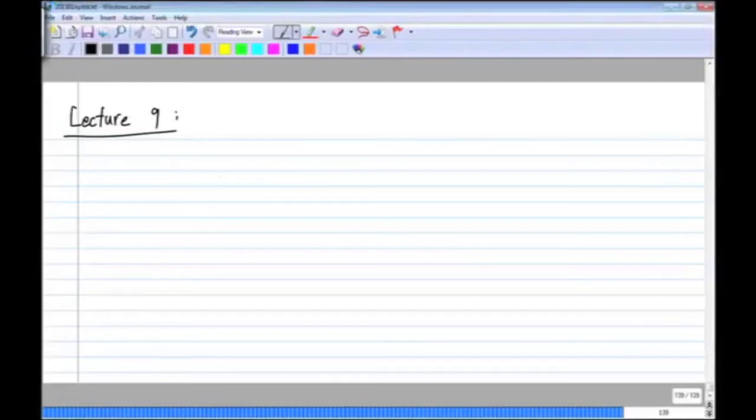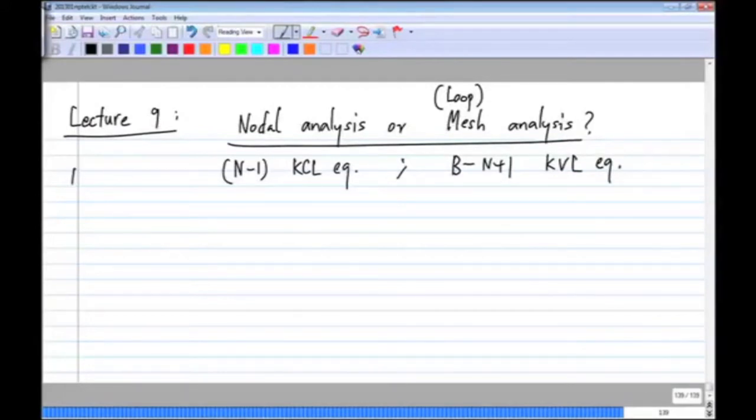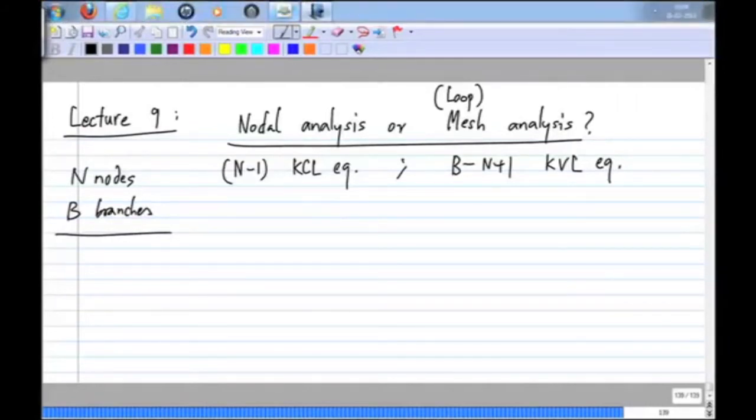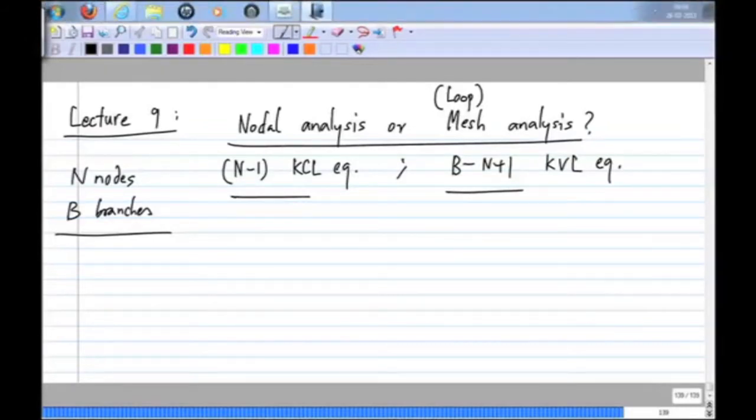At the end of the previous lecture I asked whether we would use nodal analysis or mesh analysis. I say mesh analysis, so in general loop analysis. And the way to decide is that nodal analysis has n-1 KCL equations and loop analysis will have b-n+1 KVL equations, which you have to solve for a circuit with n nodes and b branches. So what we have to decide is whether n-1 is a larger number or b-n+1 is a larger number.